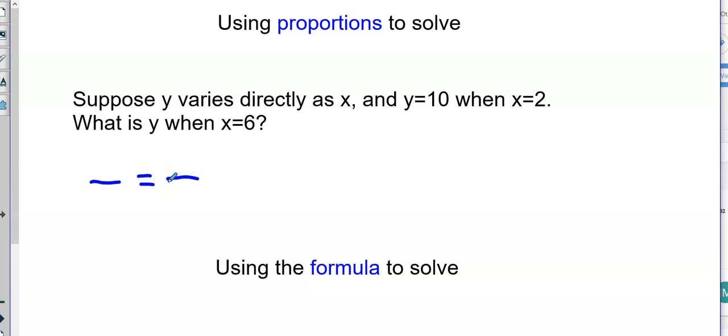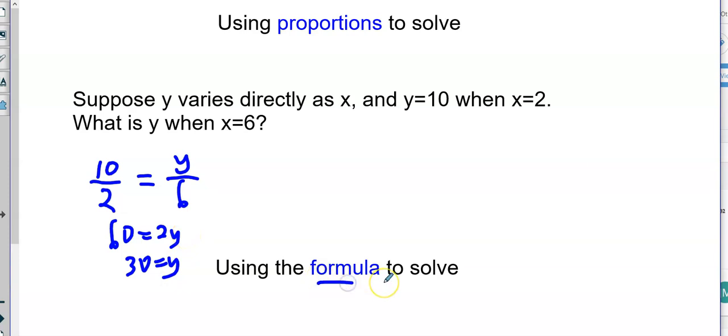So let's just try it this way. Y varies directly as x, y equals 10 when x equals 2. So depending on where you put these, let's say this is 10 when x equals 2. So 10 is to 2, y is to x in the same way that y is to x. So the y would go on top and the x would go down low. Cross multiply that guy, so you get 60 equals 2y. Divide by 2, you get 30 equals y, which would be the answer in this case.